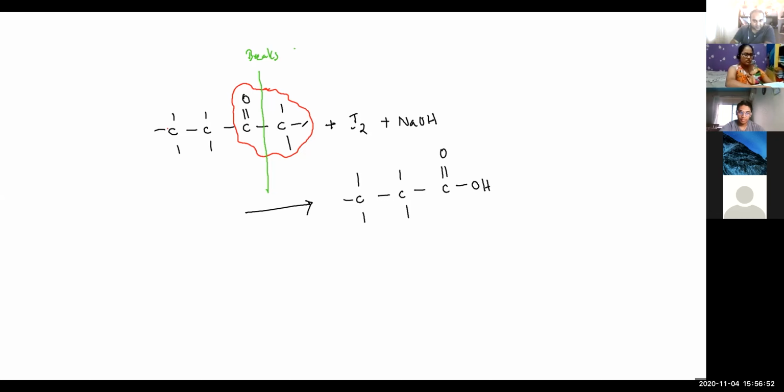And this part becomes what? What happens to the green part? This becomes CHI3, which is the iodoform, and it gives you a pale yellow precipitate.